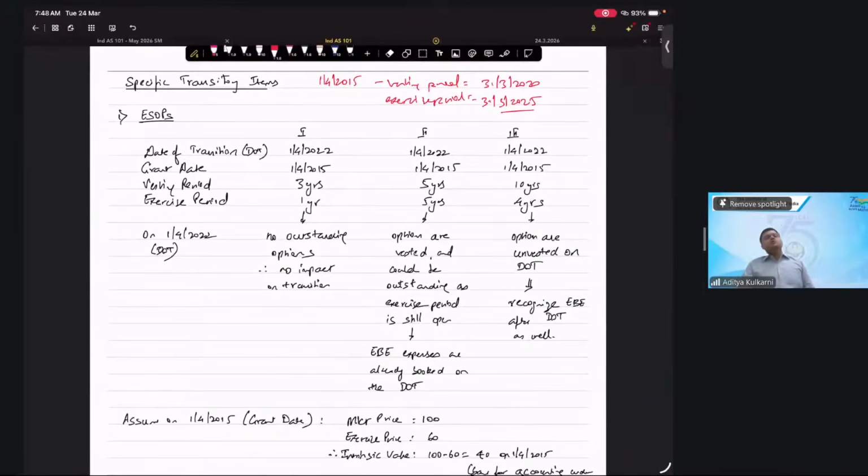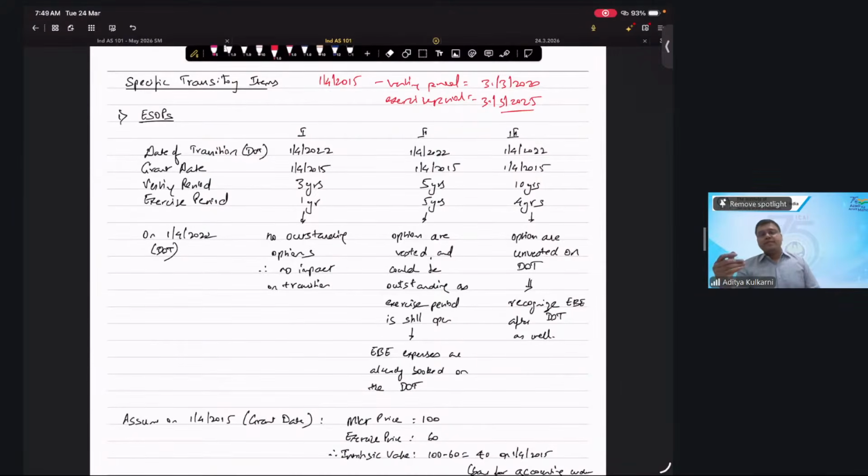There was no options on the date of transition, no SBP reserve. Second case, SBP reserve is there, but it will not increase. Why? Because vesting period is over, only exercise is left. So you have a relief. You have a relief that is given.